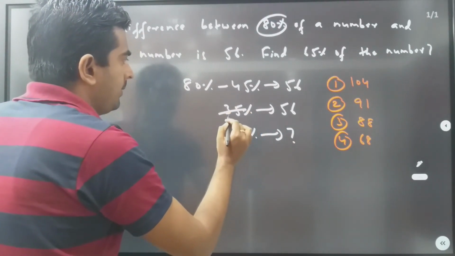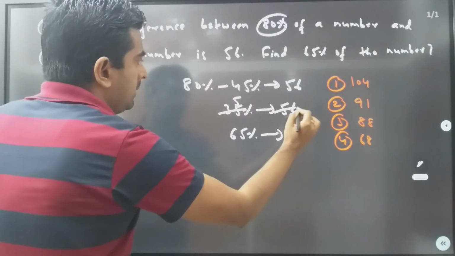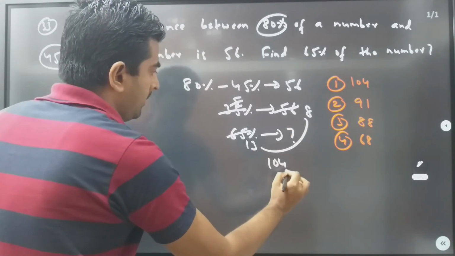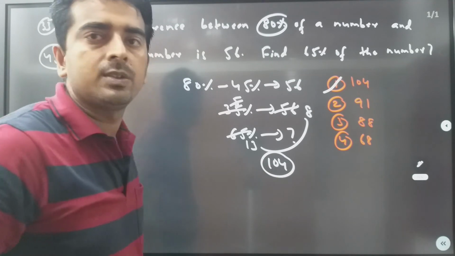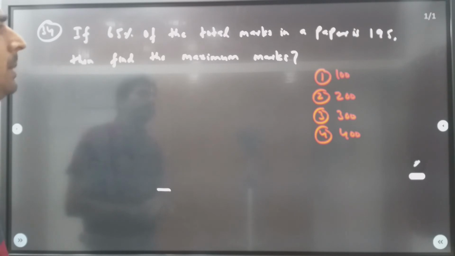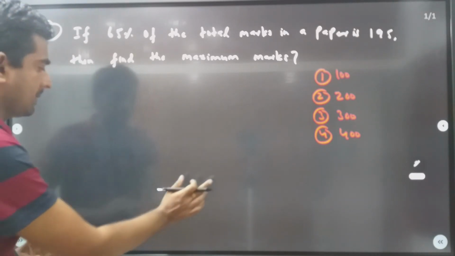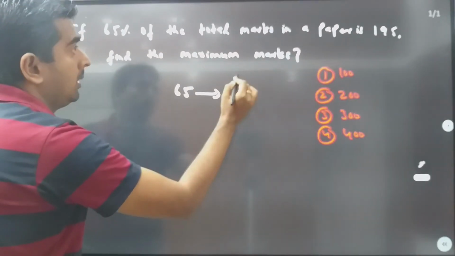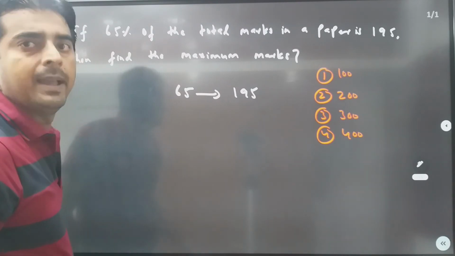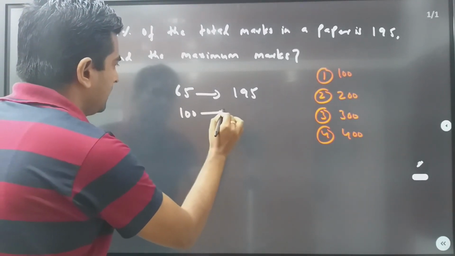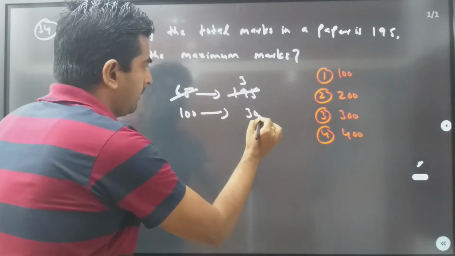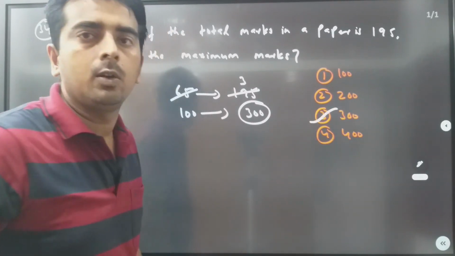So 7 5s are 35, 7 8s are 56, 5 13s are 65. What is 13 into 8? 104. My answer is the first option. So now we see question number 34. If 65% of total marks in paper is 195, then find the maximum mark. So that means 65 is nothing but how much they have given you? 195. Maximum mark is 100. So 100 is how much? This is 3 times, 100 into 3, 300. My answer is the third option.